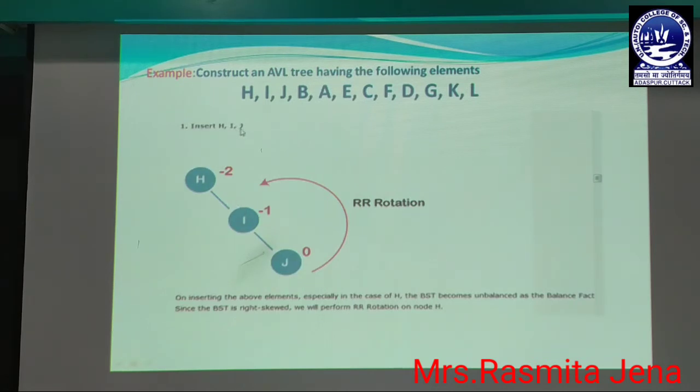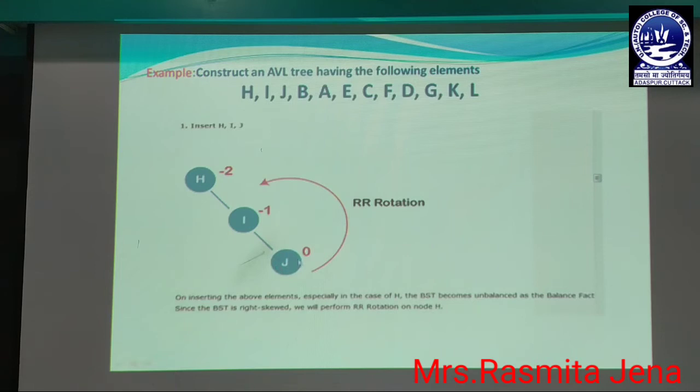As J is greater in alphabetical order than H and I, it will be inserted in the right subtree of this tree. So, J is inserted as the right node of the tree, and when we insert the node at the right of the right subtree, if the balance factor exceeds -1, 0 or +1, then in that case we perform the RR rotation. So, let me first calculate the balance factor for each and every node present in this AVL tree.